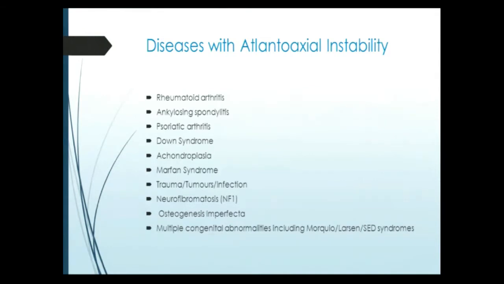Yes? Is the incidence for, let's say, the ones that we might see more often, like ankylosing spondylitis, psoriatic arthritis, and Down syndrome, as high as rheumatoid arthritis? No, rheumatoid is the highest incidence. By several factors? Yes. Okay.